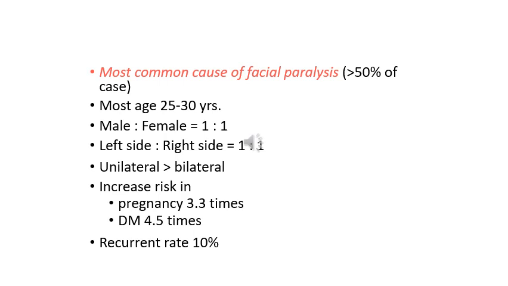The most common age of incidence is 25 to 30 years. The male to female ratio is 1:1, and the left side to right side is again equal, 1:1. Unilateral cases are more than bilateral cases, and increased risk is usually seen in pregnancy and diabetes mellitus, and the recurrence rate is usually 10%.